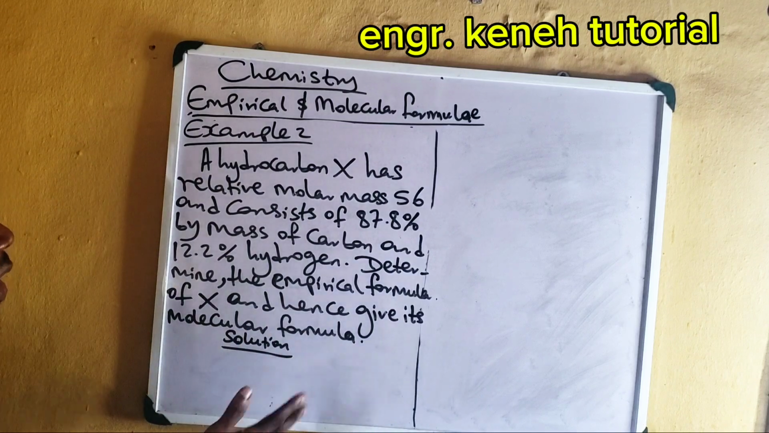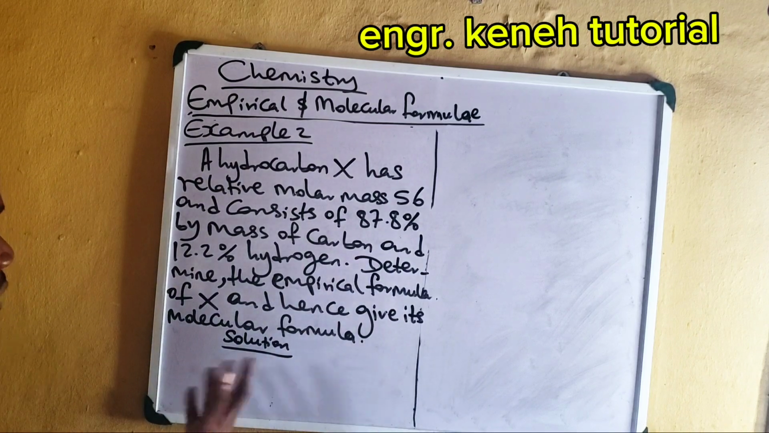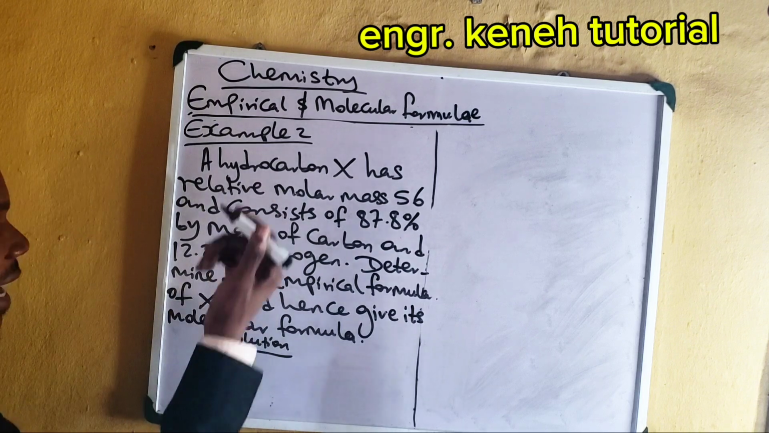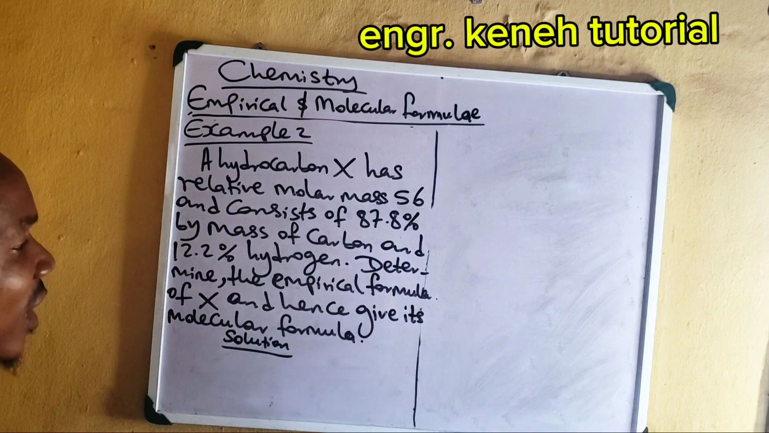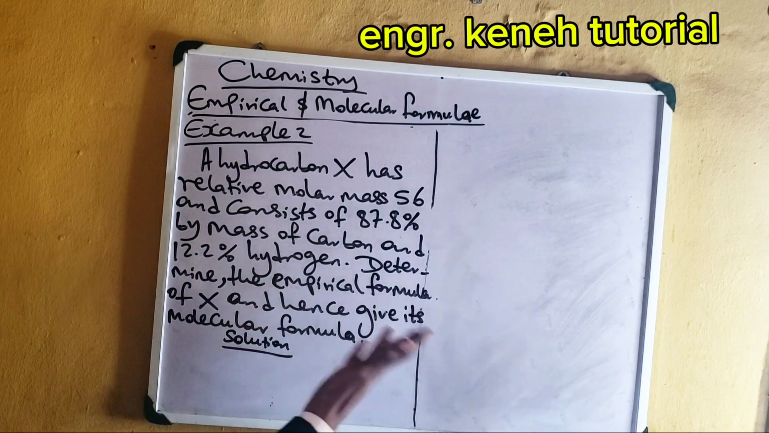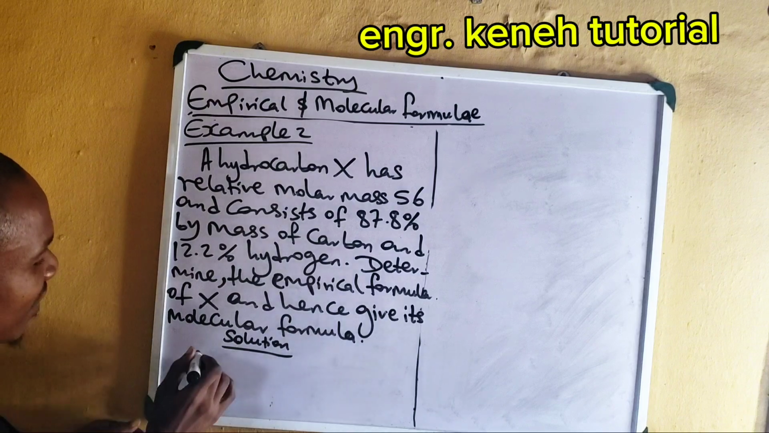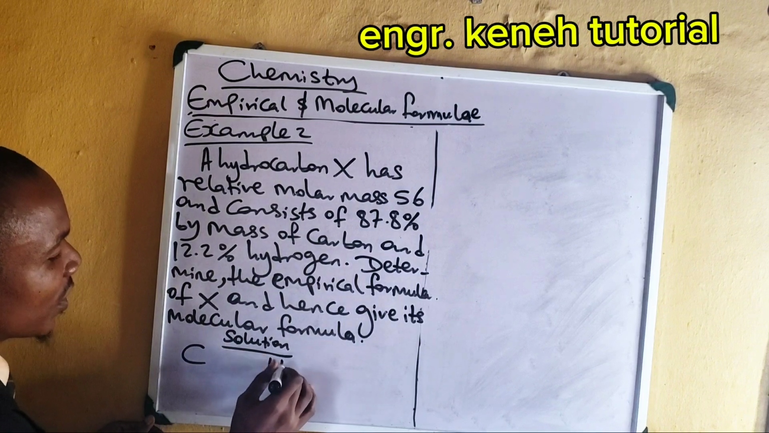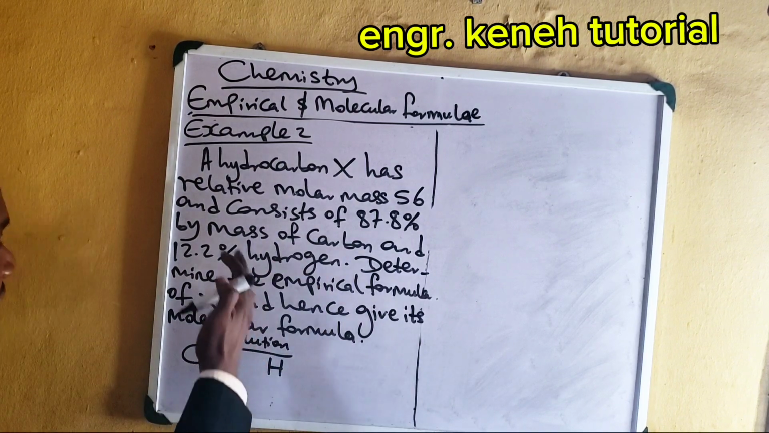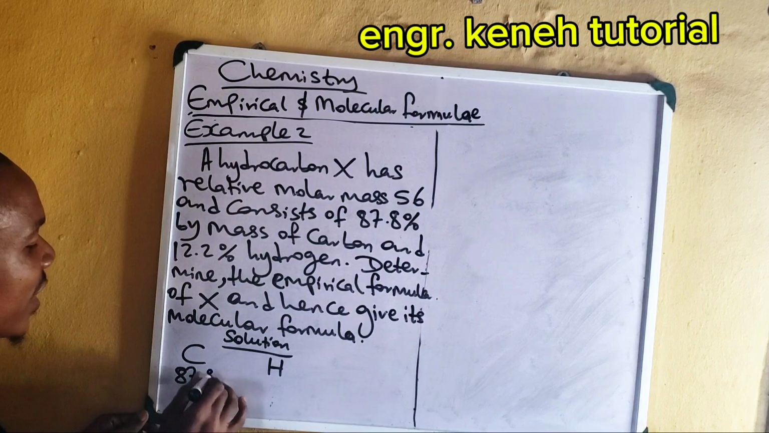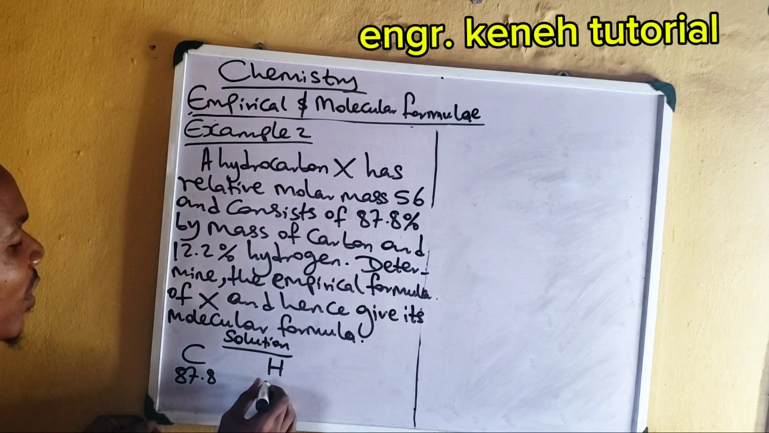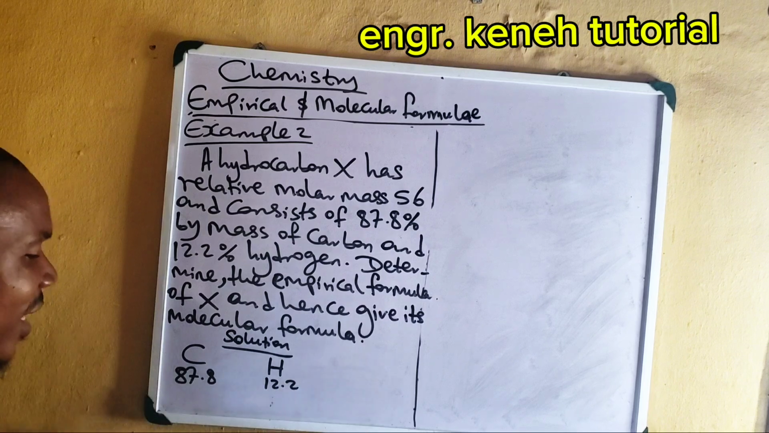So we are looking for the empirical formula, and as well we are looking for what? The molecular formula. All right, so we are talking about a hydrocarbon. A hydrocarbon is a compound that consists only of carbon and what? Hydrogen. So we have carbon like this and we have hydrogen. They say that the percentage abundance of carbon is 87.8, while that of hydrogen is 12.2. Can you see that?